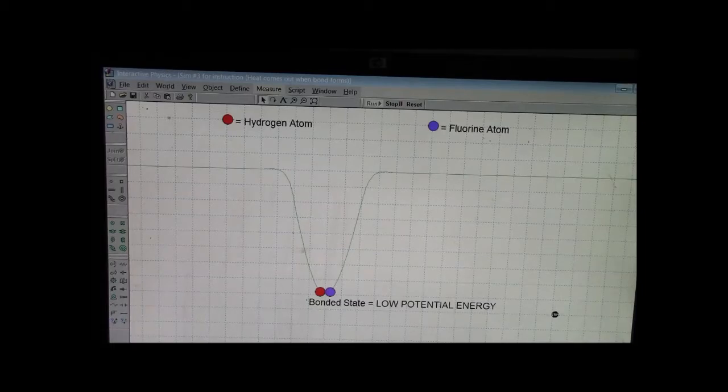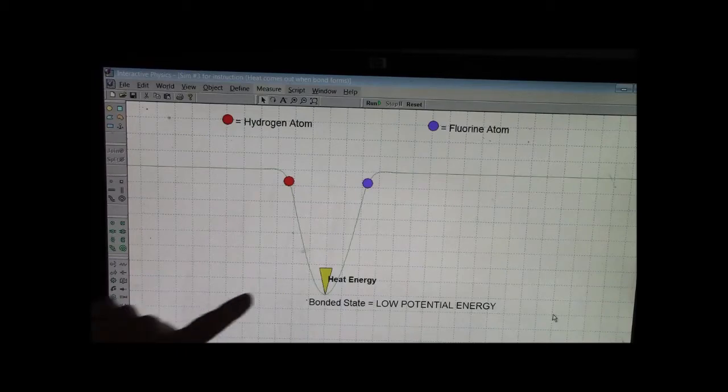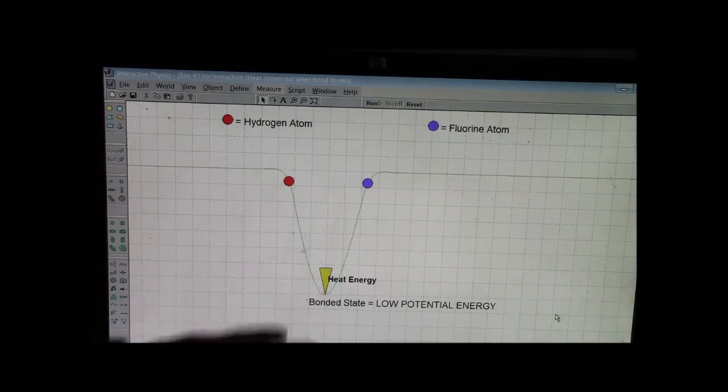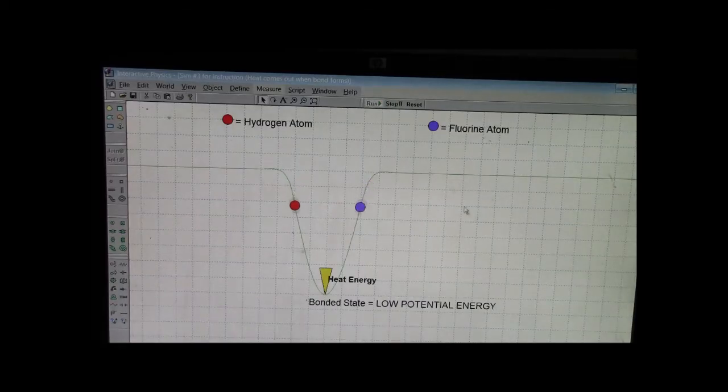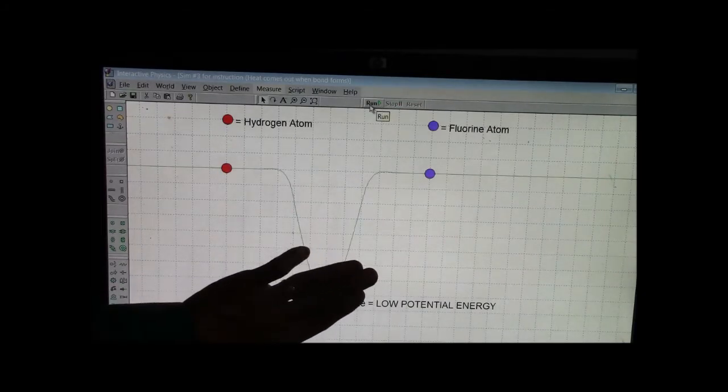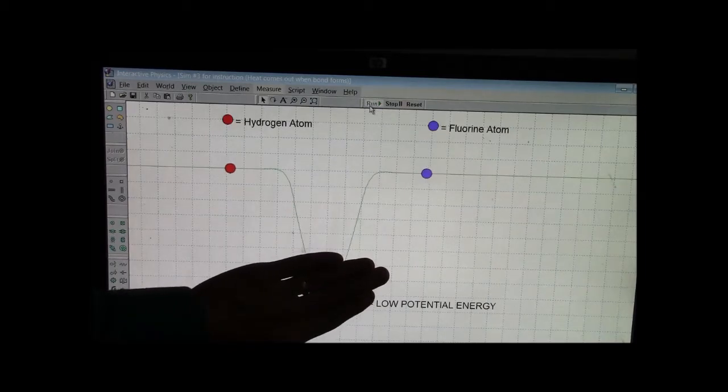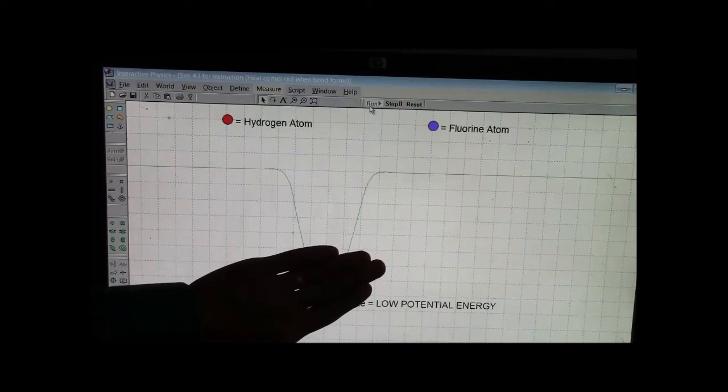The bonding event is actually going to create heat. This heat in reality does not exist until the bond is formed, and then out it comes. So here I'm covering up the heat energy. It doesn't exist yet. And then suddenly it's there.